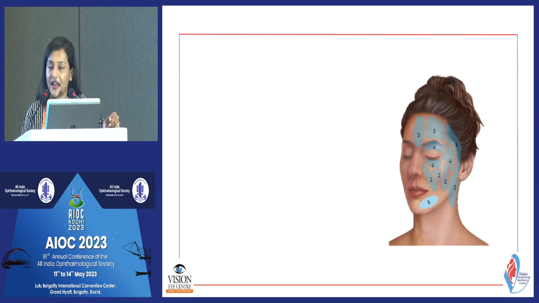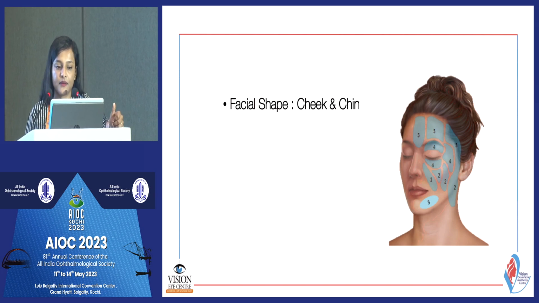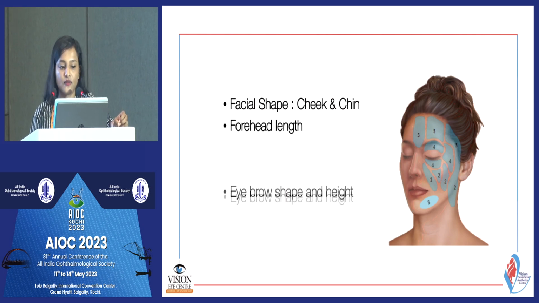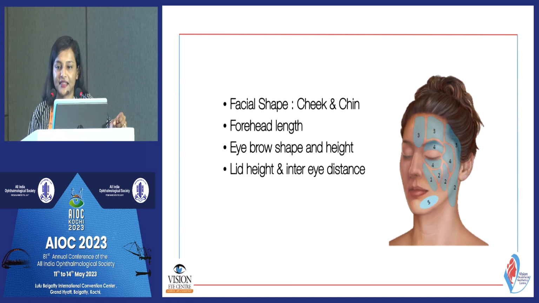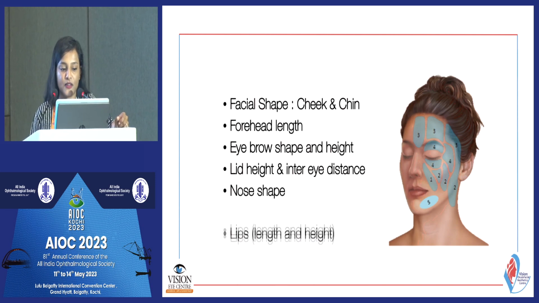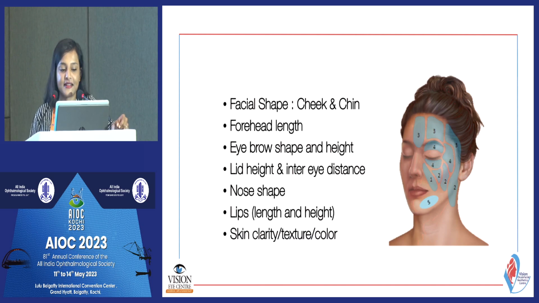So when we evaluate the face, we look at the shape, that is with respect to the cheeks, how high the cheekbones are, how the chin is, how prominent it is, the length of the forehead, the shape of the eyebrow and the height of the eyebrow, the lid height and the inter-eye distance or the intercanthal distance, the shape of the nose, the lips, the length of the lips, the height of the lips, the cupid's bow, the skin clarity and the texture.